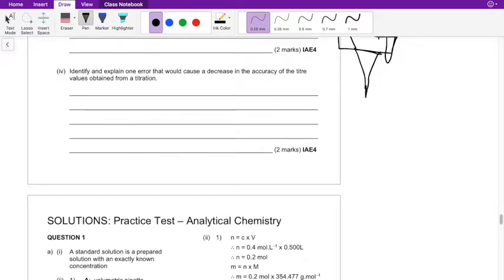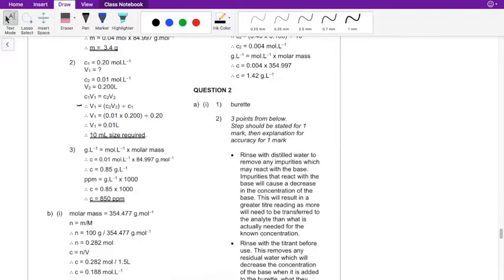Last question, identify and explain one error that would cause a decrease in the accuracy of the titer values from the titration. So how can we decrease accuracy? One random error, we could say error of parallax, for example. If you look from a different position each time, not from eye level, you're going to get different readings. We could also say misjudging the endpoint. There's heaps. Error of parallax, misjudging the endpoint. Just look at some of the solutions there.